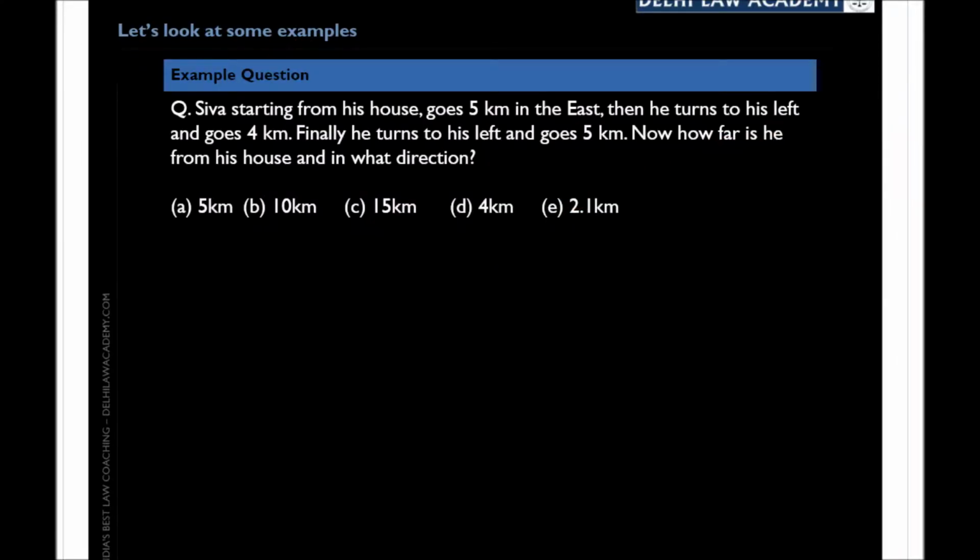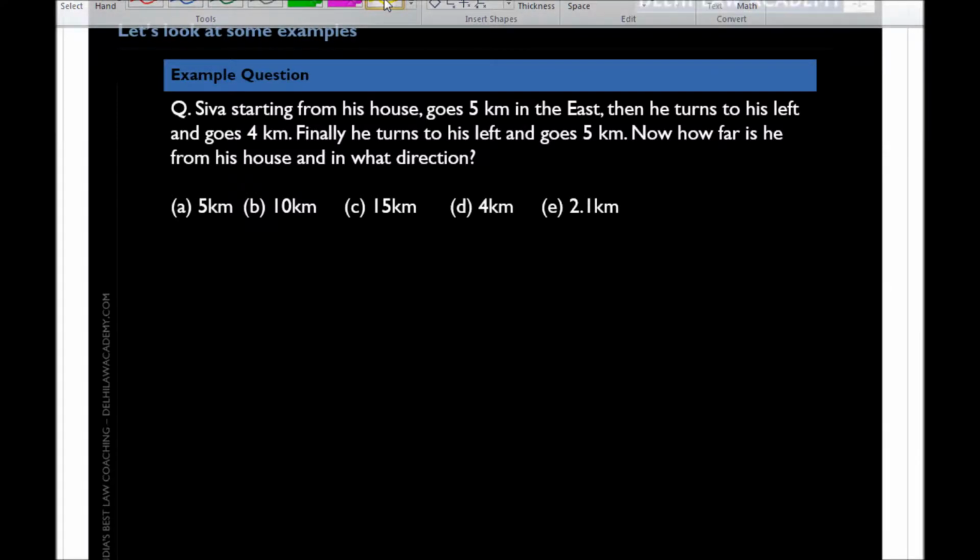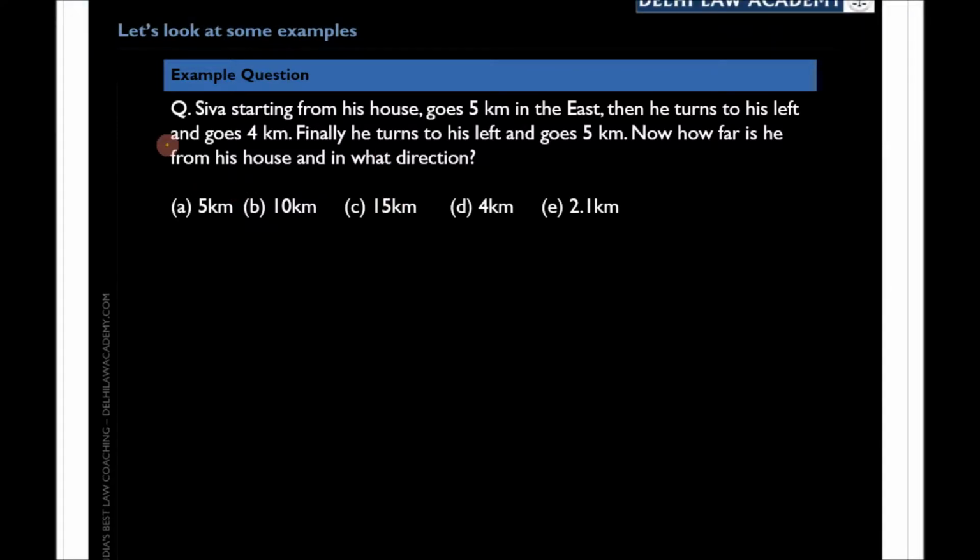Okay, since we have now covered the basics required to solve direction problems, now we're going to look at some example questions. First question: Shiva starting from his house goes 5 kilometers to the east, then he turns to his left, goes 4 kilometers, finally turns to his left again and goes 5 kilometers. How far is he from his house and in what direction?